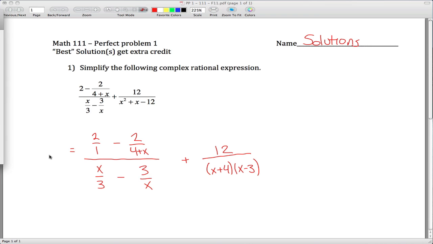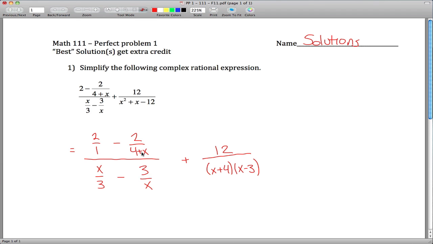So let's see, what should we do here? We want a common denominator between 1 and 4 plus x. So that's going to be 4 plus x. So that means multiply this side by 4 plus x over 4 plus x, and multiply this side by 1 over 1. Don't even have to write it. Down here our common denominator will be 3x. So multiply this side by x over x, and this side by 3 over 3.